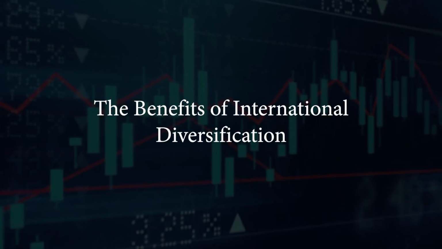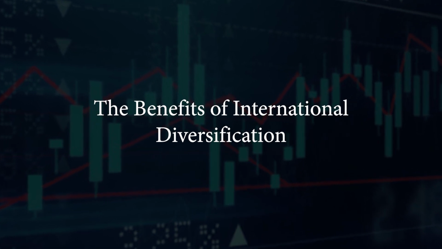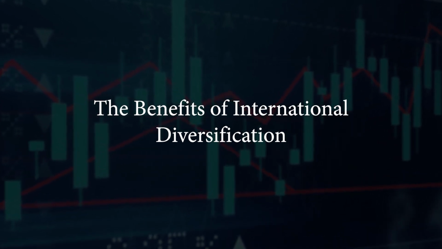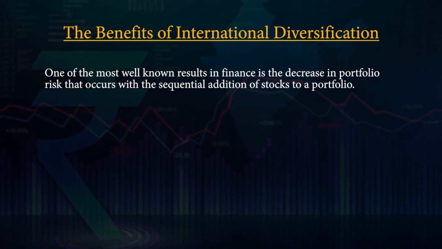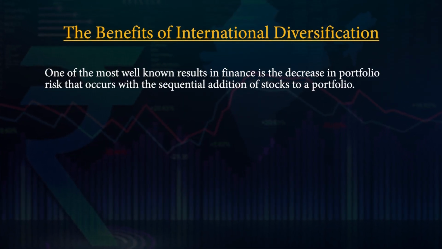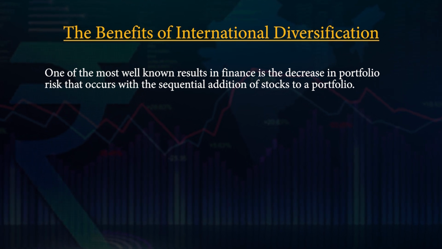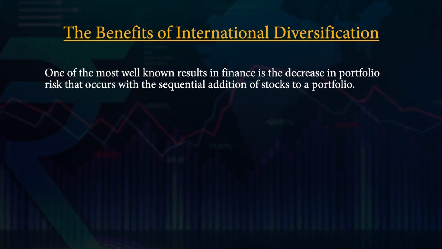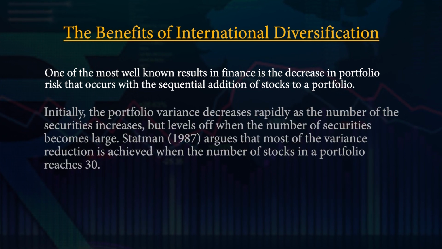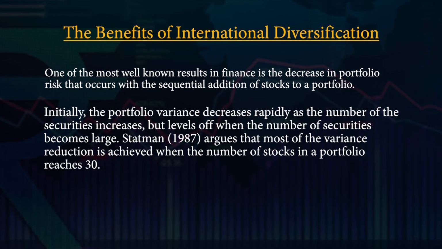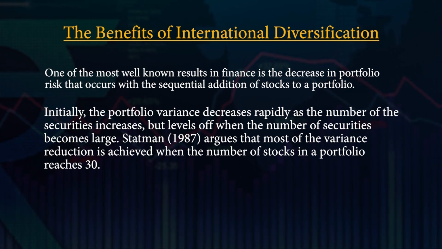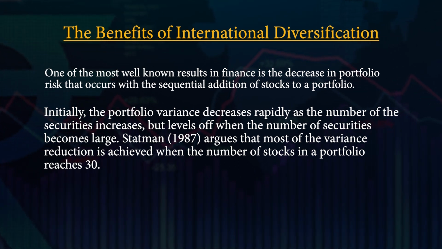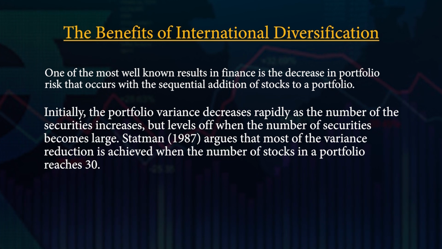Next, lastly, we come to the concept of the benefits of international diversification. One of the most well-known results in finance is the decrease in portfolio risk that occurs with the sequential addition of stocks to a portfolio. Initially, the portfolio variance decreases rapidly as the number of securities increases, but levels off when the number of securities becomes large.